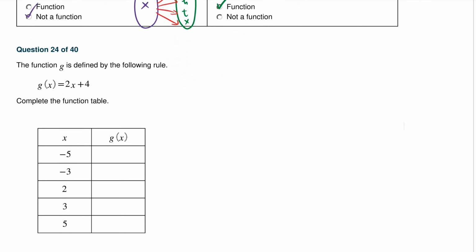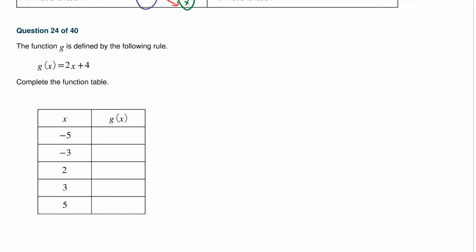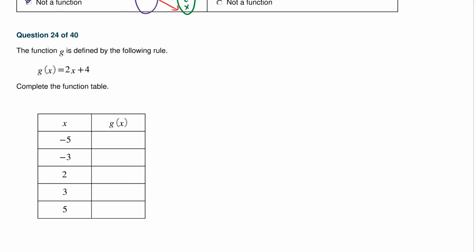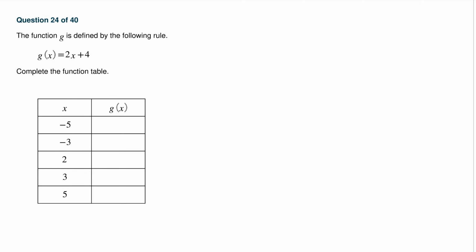We're going to go down to the last problem. Sorry, for this video, we're going to stop at problem 24. Okay, the function g is defined by the following rule. g of x equals 2x plus 4. Complete the function table. So they give you the input, the x value. All we need to do is plug it in and see the corresponding y value.